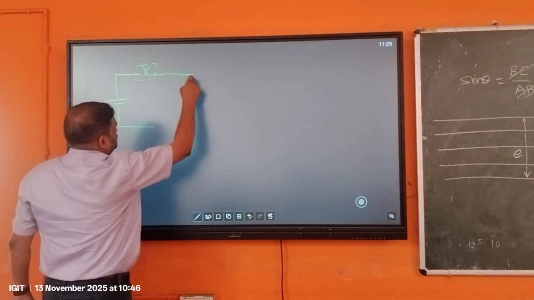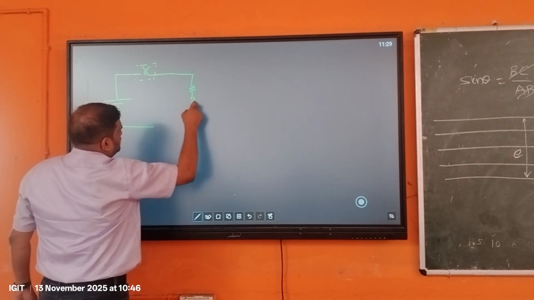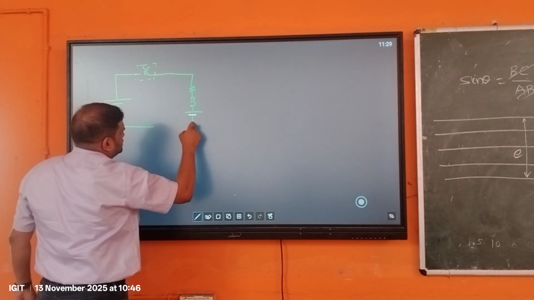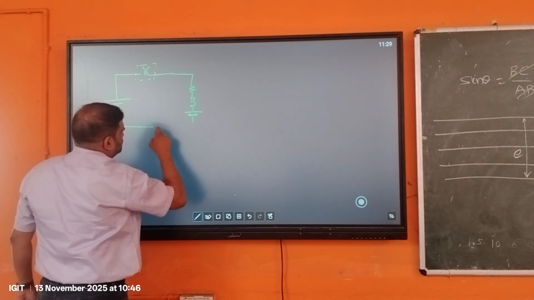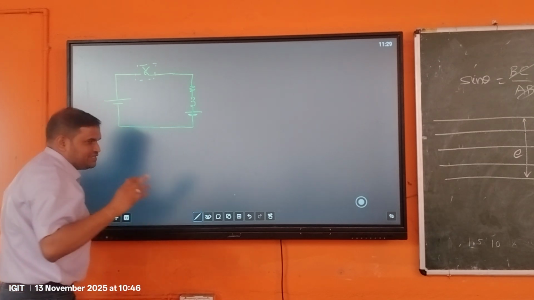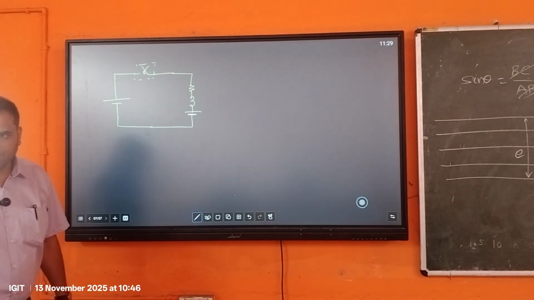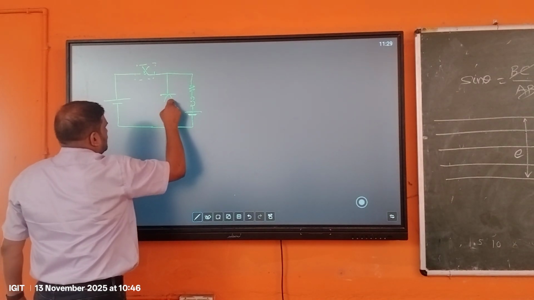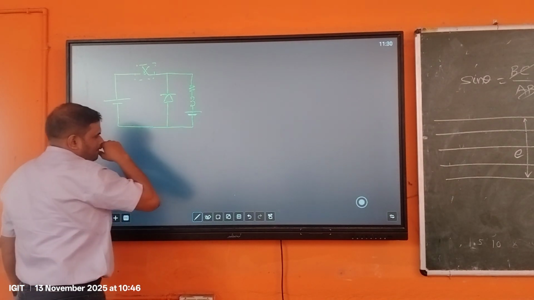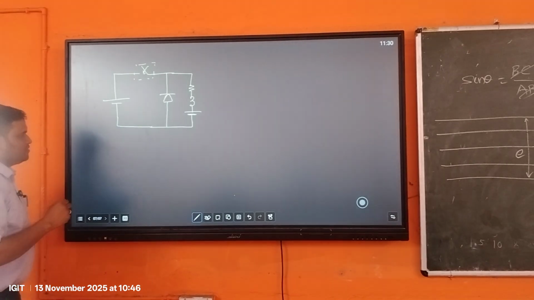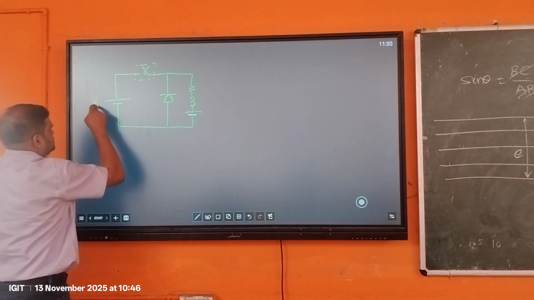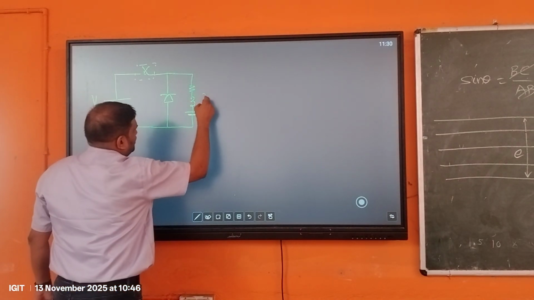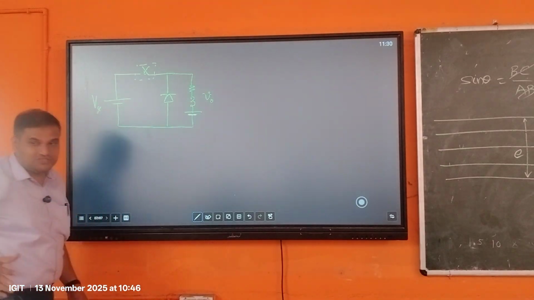We connect an RLE load with this. Whenever there is an RLE load, obviously you need a freewheeling diode, so we add a freewheeling diode. In this kind of circuit, what is the supply voltage? Vs. What is the output voltage? V0, small v0.